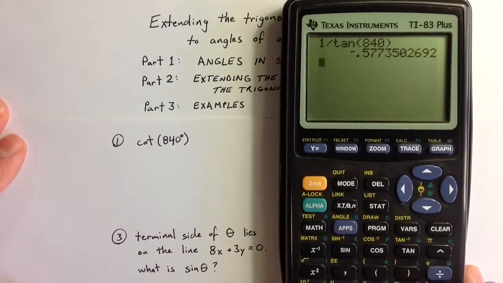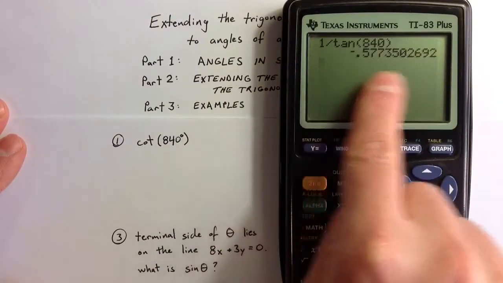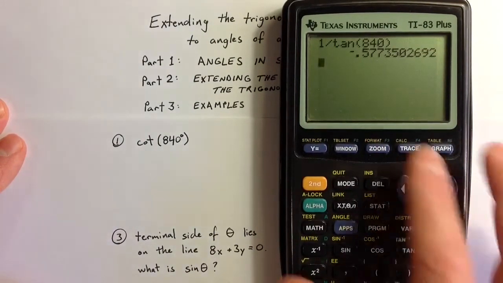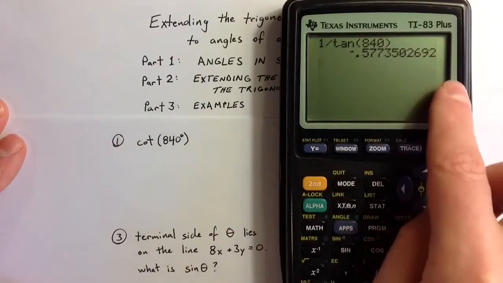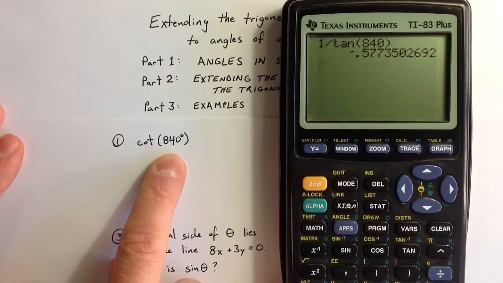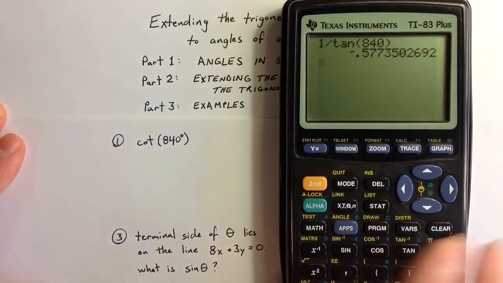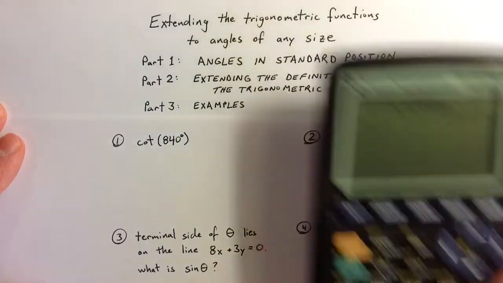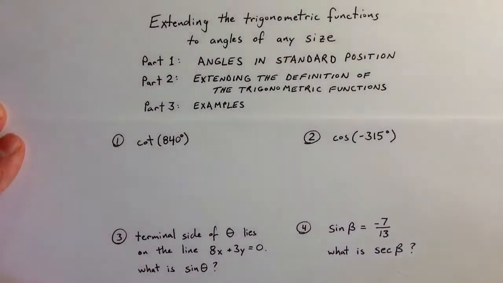value. But notice that we get this decimal expression that seems to go on forever, and in fact it does. So eventually we would have to round that expression, so we could say cotangent of 840 is negative 0.577, but what we're interested in is finding an exact expression. And so exact expressions involve no rounding.